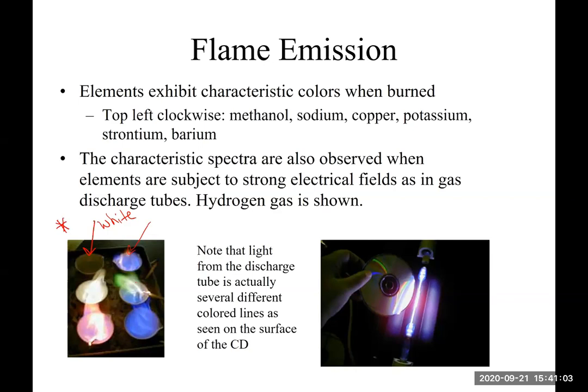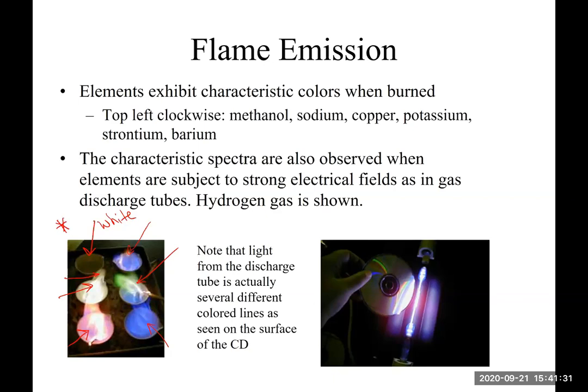Copper gives you, as you can see, this greenish color up at the top, which is distinctive for copper. Potassium gives you this purplish blue color, and then we have a red color that you can see over here for strontium, and barium is pretty much white, with a little bit of a yellowish tip burning at the barium flame.